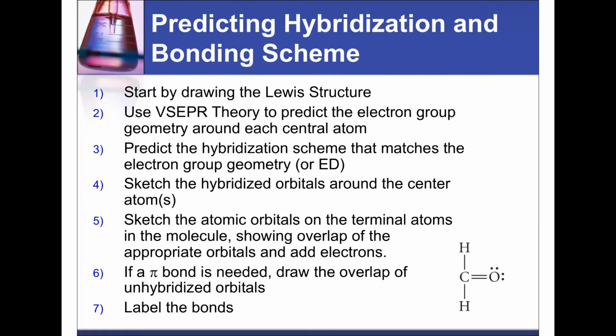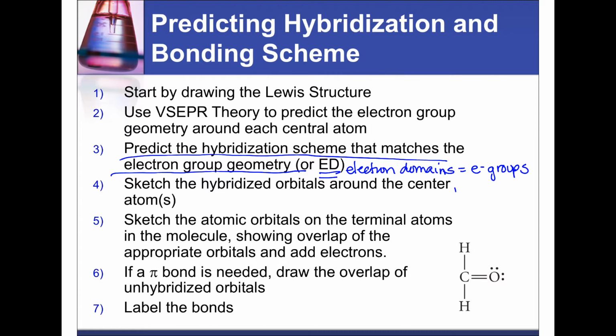The next one is predicting the hybridization scheme that matches the electron group geometry. Now this thing, ED, that's electron domains, and it basically just means electron groups. What it's reminding you to do is count the number of electron groups around the central atom and use that to decide what kind of hybridization the central atom is going to do.